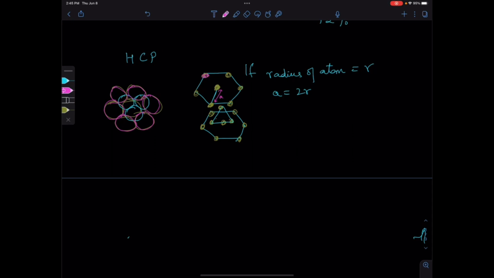This layer is similar to the one here, and this is the middle one, and the one in green is the lower one. So, and so on and so forth. In 3 dimensions it extends, and that's the lattice structure.